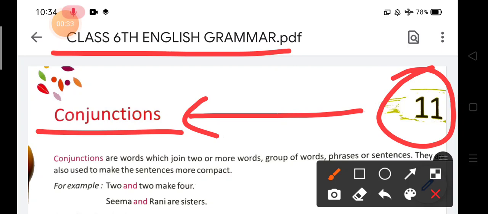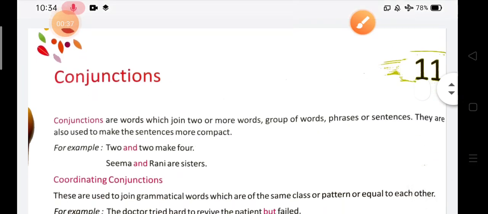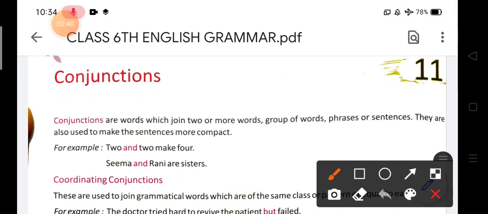Okay, so let's proceed and we will first understand the definition of the conjunction, that what is conjunction in detail. So listen now very carefully so that you have no doubt about conjunction in your mind, and from today you will understand this topic thoroughly. What is conjunction? Conjunctions are words which join two or more words, group of words, phrases or sentences. They are also used to make the sentence more compact.